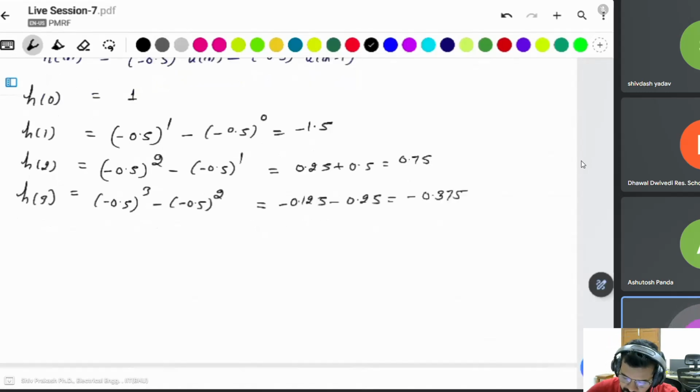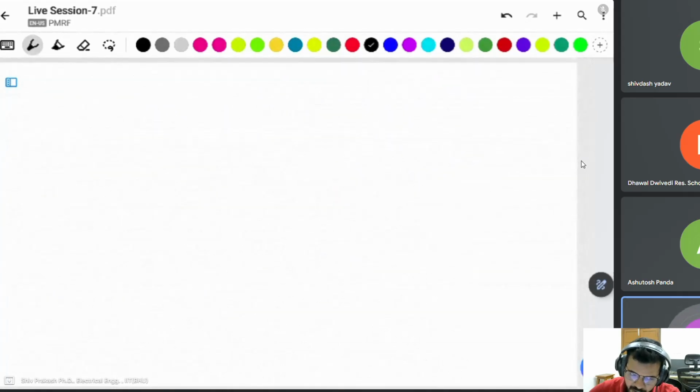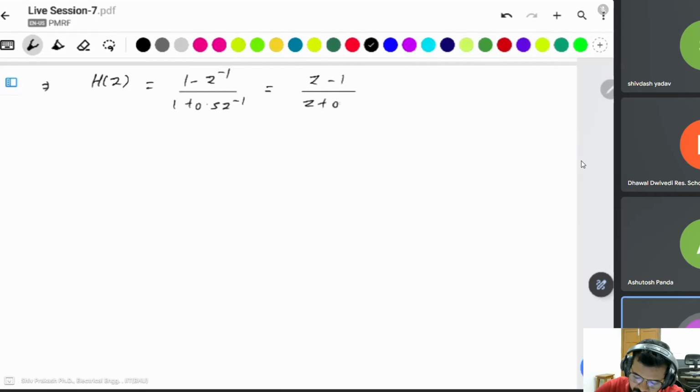This thing you can solve by the division method also. I'll show you how you can solve this one. I just take 1 minus z inverse divided by 1 plus 0.5 z inverse. This one can be written as z minus 1 divided by z plus 0.5 if you take z inverse common. Okay.